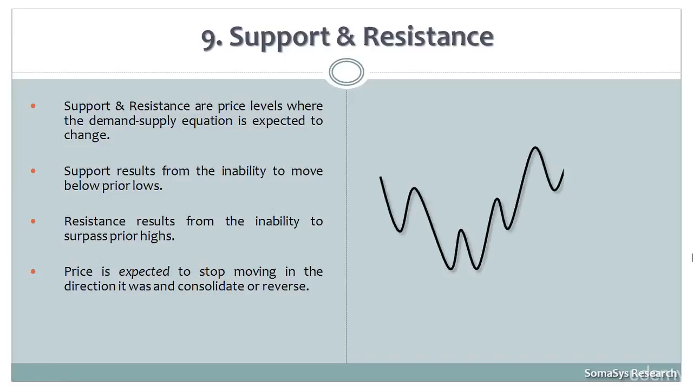Support and resistance are price levels where the demand-supply equation is expected to change. It's a key juncture where the forces of demand and supply meet. Now, support results from the inability to move below prior lows, and resistance results from the inability to surpass prior highs. Price is expected to stop moving in the direction it was and will either consolidate or reverse.